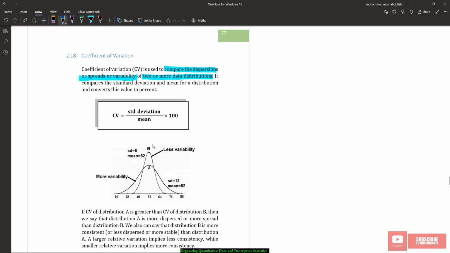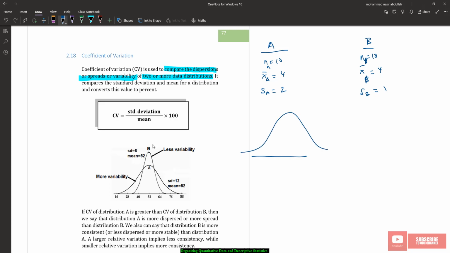As I said before, let's say I have distribution A and distribution B, right? Like the example just now, I have n equal to 10, x bar equal to 4, and n equal to 10, x bar equal to 4. Let's say the standard deviation for A is equal to 2, and the standard deviation for B is equal to 1. Right? And then we got the distribution like this, a bit bigger, and the distribution here, a bit smaller.